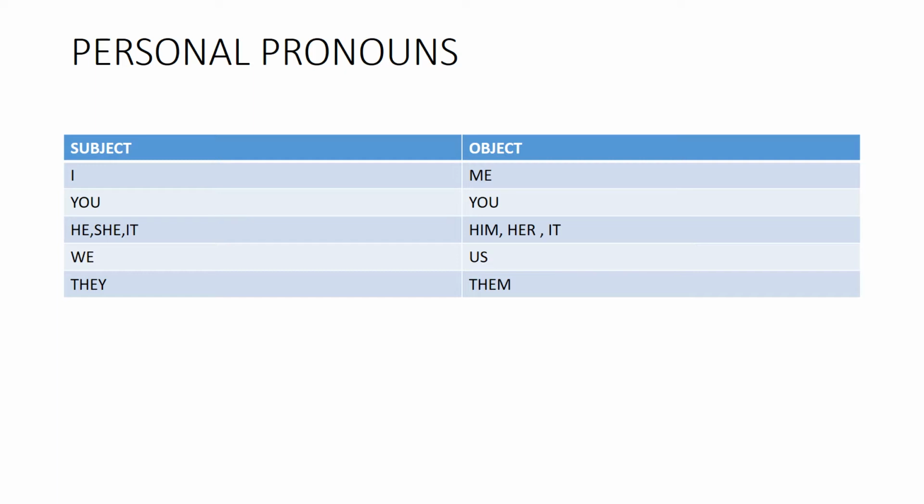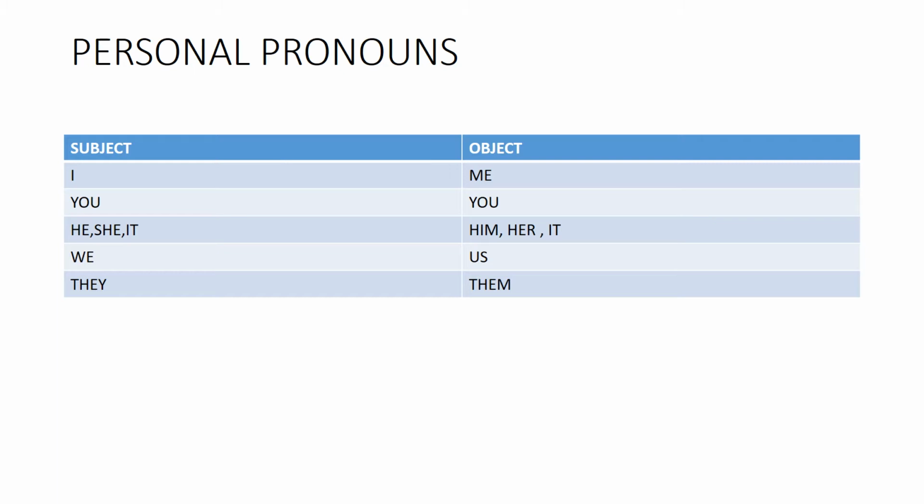Objective pronouns play the role of an object in a sentence. For example, I am participating in the competition with him. Here, him is the objective pronoun.